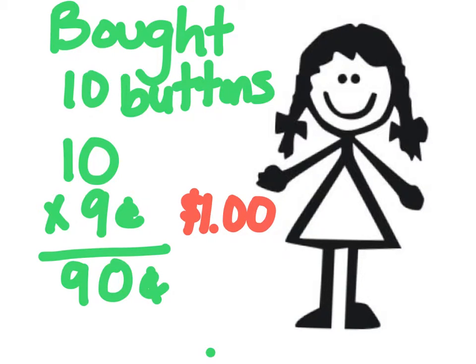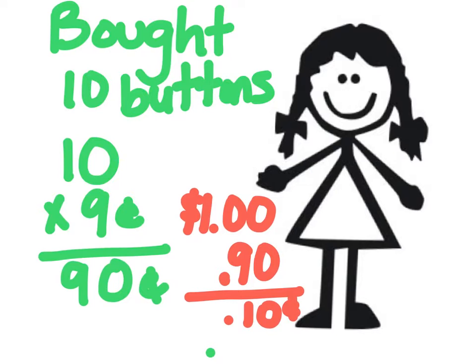How much change will she get back? So now we have to subtract 90 cents, and because I have a dollar here with a decimal point, I'm going to have to use a decimal point here. So this is 90 cents. It's less than a dollar, so it is after the decimal point. And I have to subtract 90 from a dollar, and I'm going to end up with 10 cents. And so she is going to get 10 cents, or a dime, back as change.